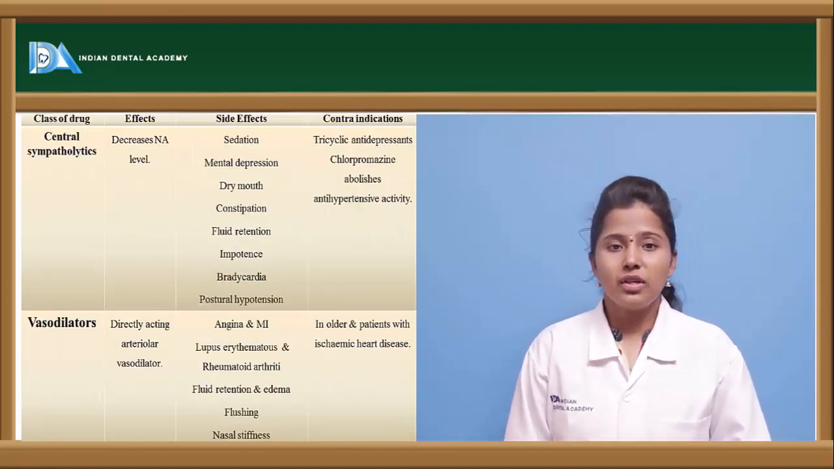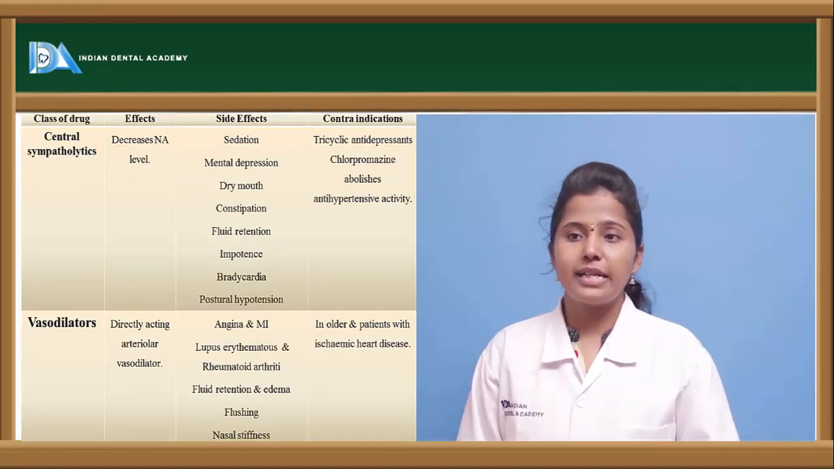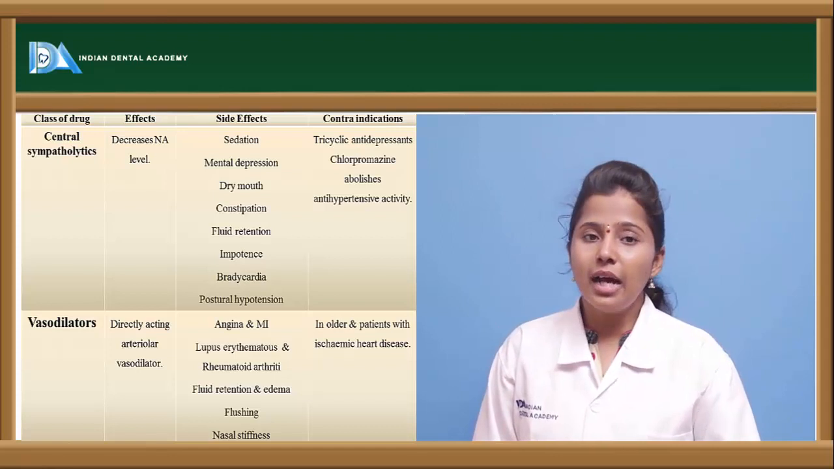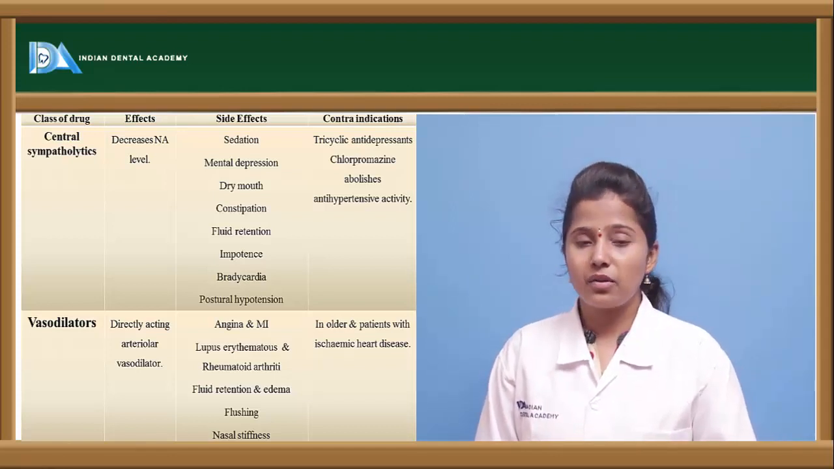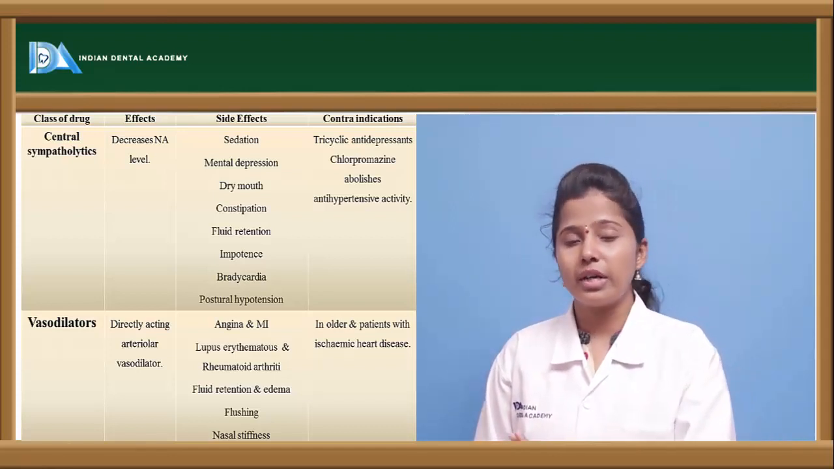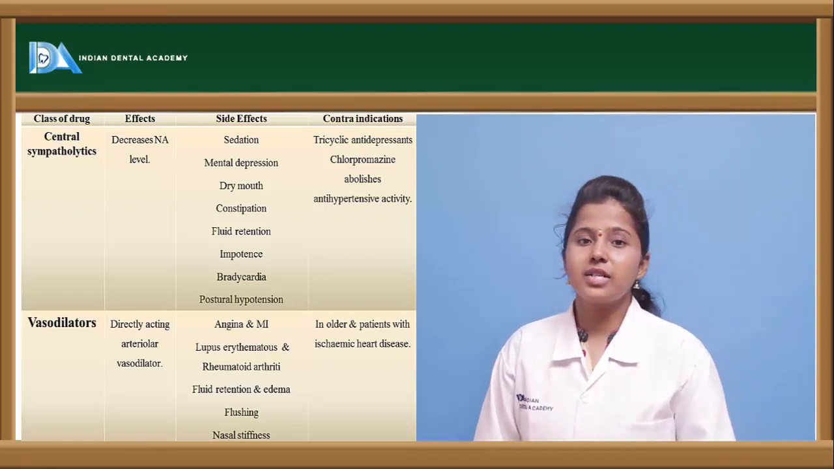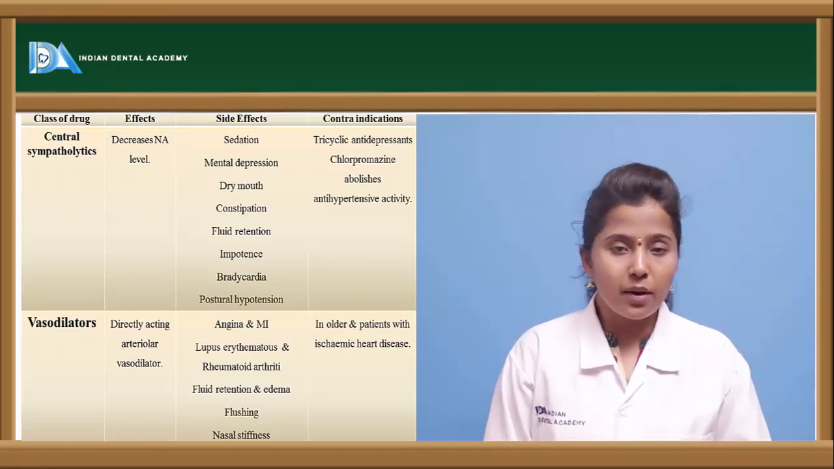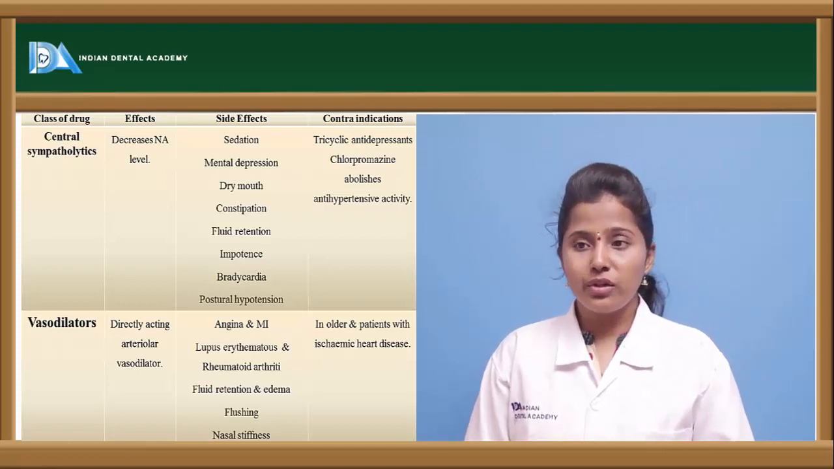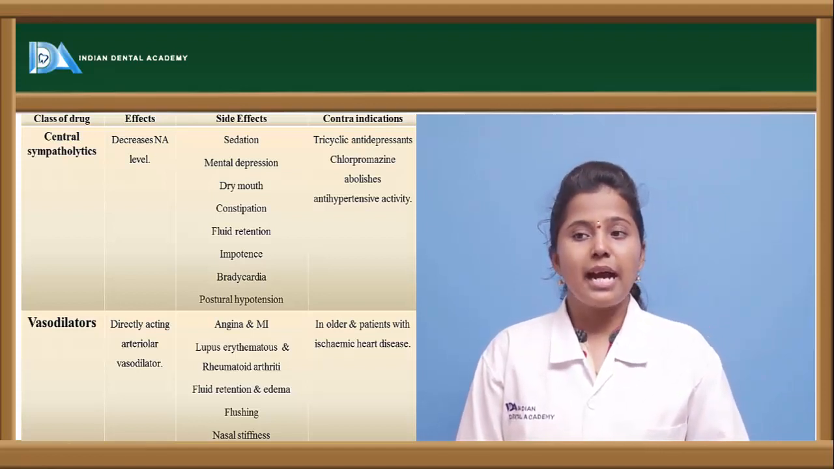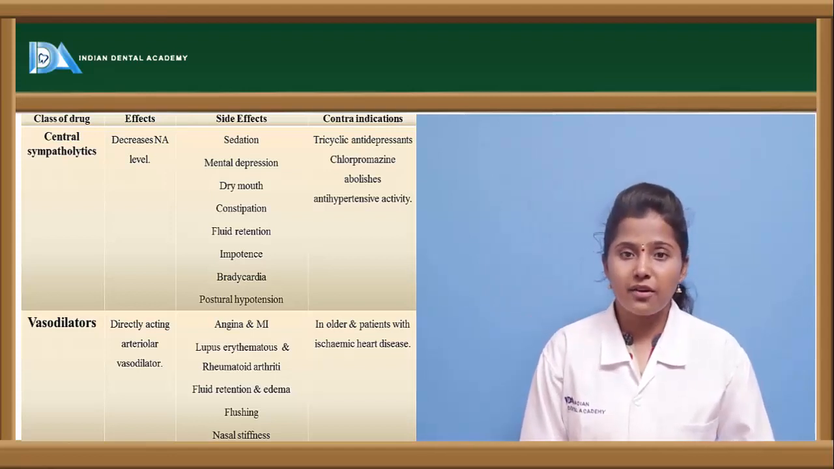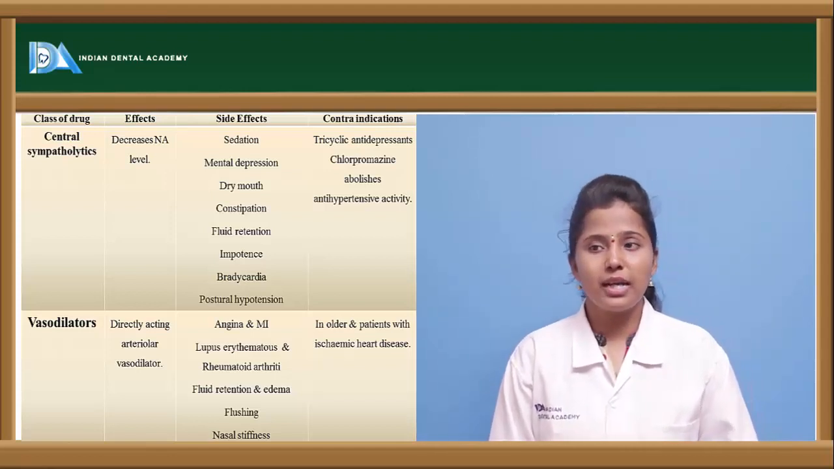Central sympatholytics. These show effects of decreased noradrenaline level. If central sympatholytics are given, there will be decreased noradrenaline levels. Side effects include common side effects like sedation, mental depression, dry mouth, constipation, fluid retention, impotence and bradycardia or postural hypotension. These are a few of the side effects of central sympatholytics.